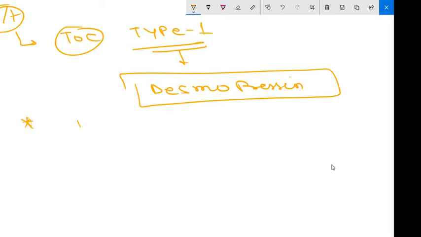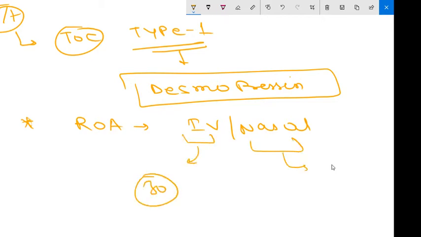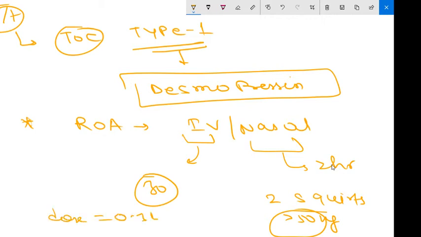Now, the route of administration is IV route or nasal route. Through the IV route the peak activity will be attained in 30 minutes, and in the nasal route it will take 2 hours. In the nasal form, 2 squirts are given, 1 in each nostril, for a person more than 50 kg, and for a person less than 50 kg only 1 squirt is used, clear. And through IV the dose is 0.3 microgram per kg, clear.